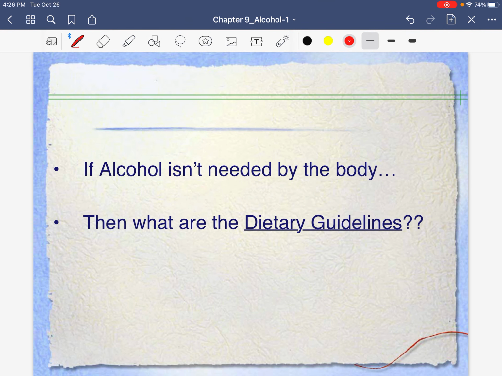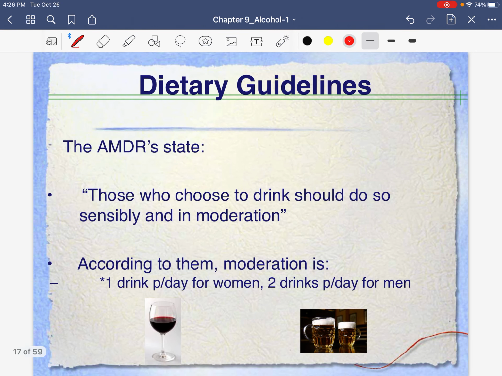Okay. If alcohol isn't needed, it's not an essential nutrient, well, are there any guidelines for what we should be drinking or how much is safe to drink? The acceptable macronutrient distribution ranges, the AMDRs. They say that, and I quote, those who choose to drink should do so sensibly and in moderation. And they give an example of what moderation is. 1 drink per day for women, 2 drinks per day for men.